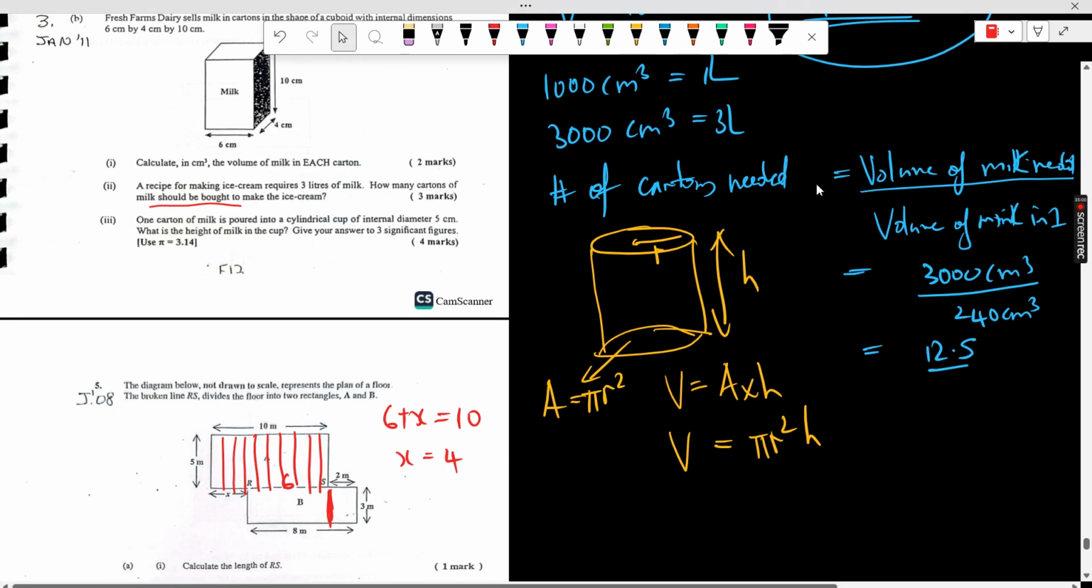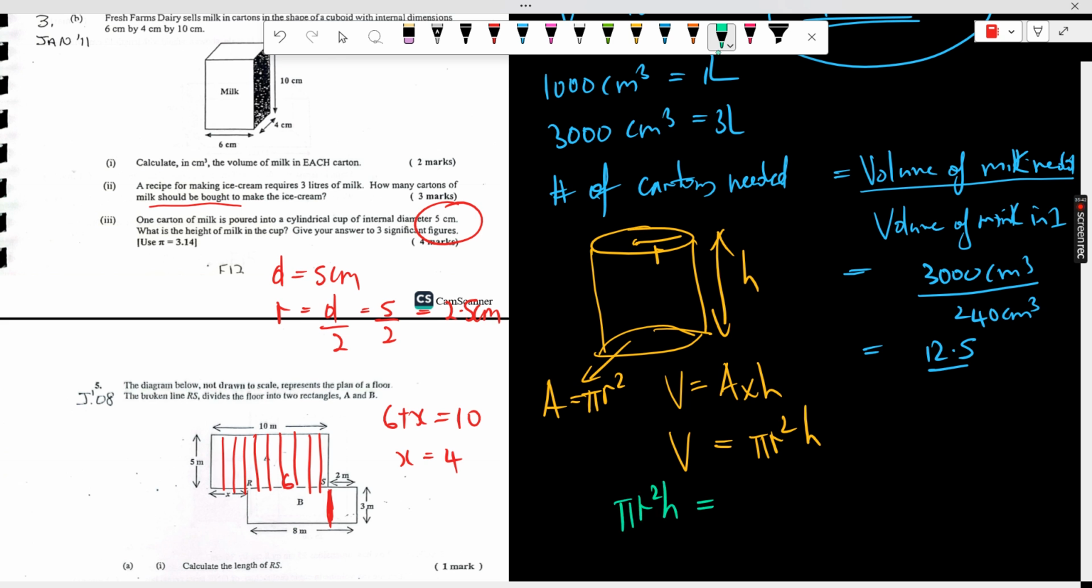Good? Yes, sir. So always remember your formulas. If you use them often enough, you will start to remember them. So that is the formula for the volume of the cylinder. So basically, however, because you know the volume of milk in the carton, what we're going to have is this. In this particular case, the internal diameter is 5 centimeters. So the diameter D is equal to 5 centimeters. The radius is equal to half the diameter, or the diameter divided by 2. That gives us 5 over 2, same thing as 2.5 centimeters. So in this case, now we can go ahead and say that pi r squared h is equal to the volume of milk.